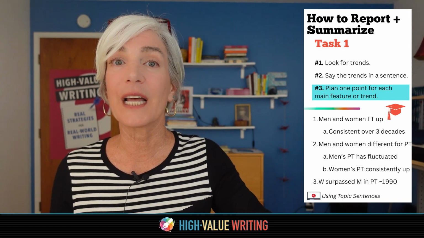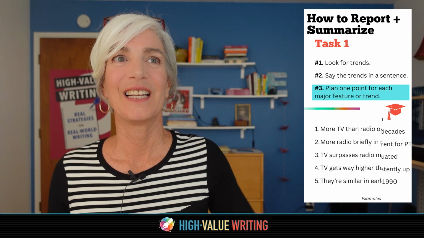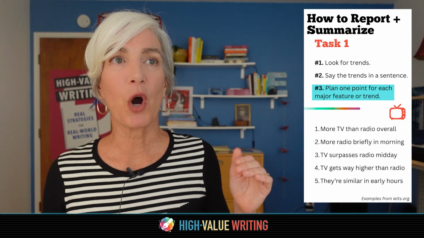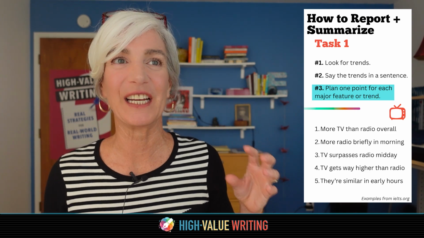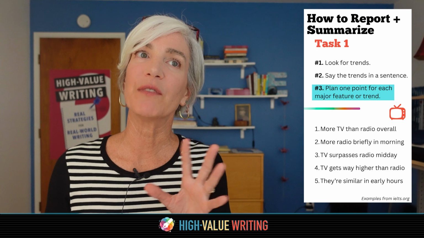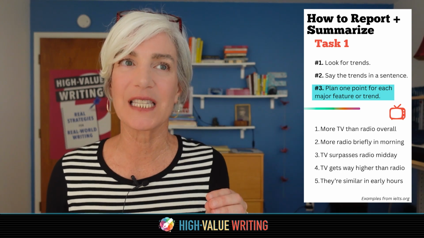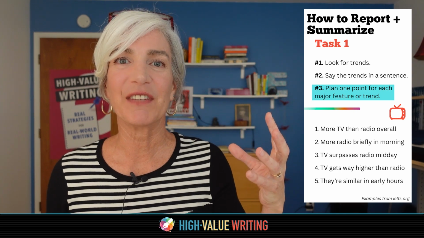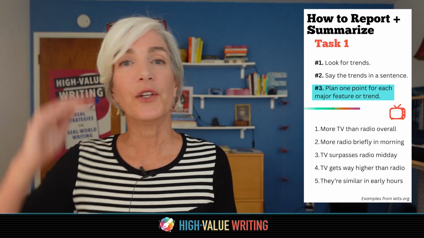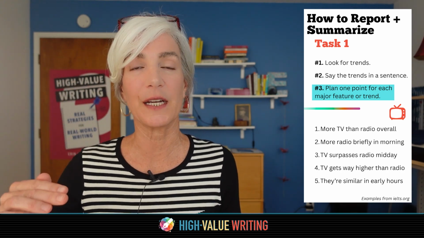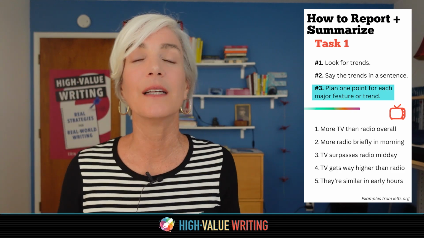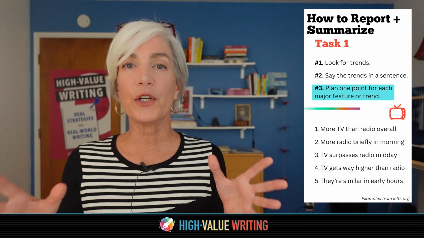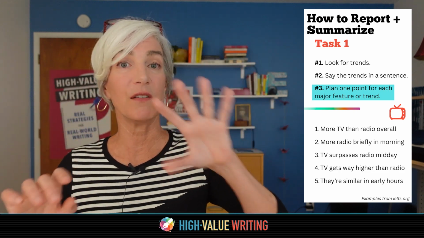Okay, one more. Let's look at how we might outline the example about radio and TV. We could say, overall, there's been more TV than radio, but there's more radio briefly in the morning. And then TV passes it up in the midday. Then TV gets much higher later in the evening, but they're similar in the early hours. Because this is based on chronology, you could even use that concept to order your ideas. You could go from morning until night following these trends, or you could divide this paper into radio, TV, right?